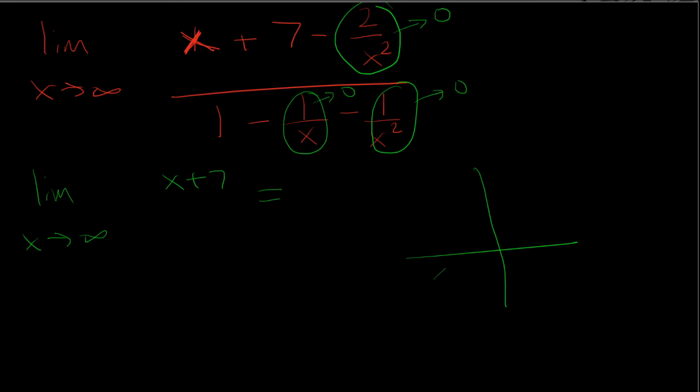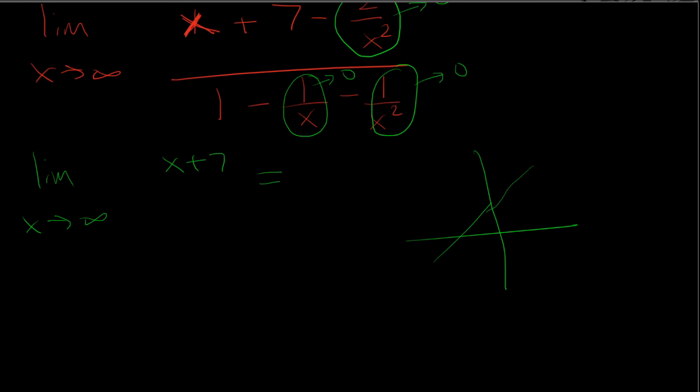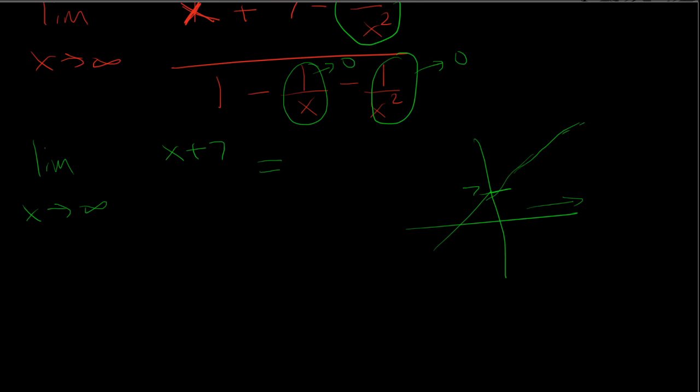We know x plus 7 is just a line. So it's a line like this. And as x approaches infinity, so as we go this direction, our y value goes to infinity as well. So this limit as x approaches infinity will just be infinity. So as we can see, if the degree of the numerator is higher than the degree of the denominator, we expect the limit to go to infinity.